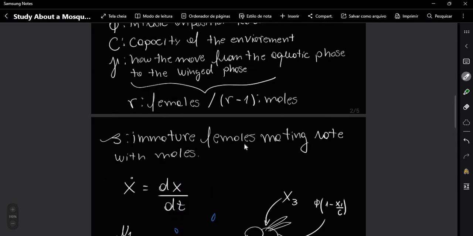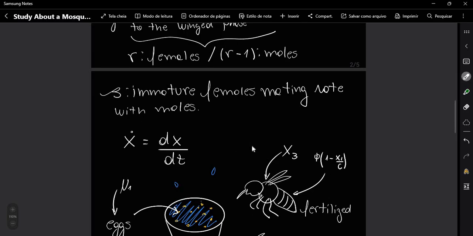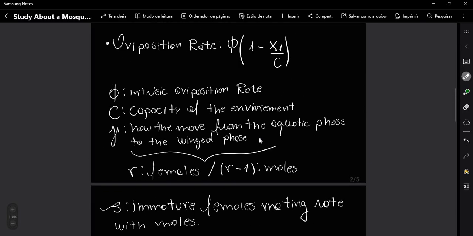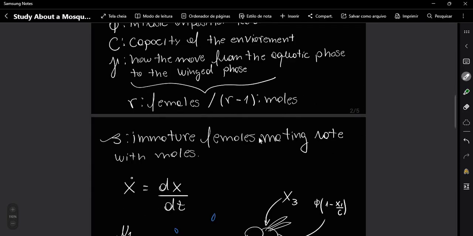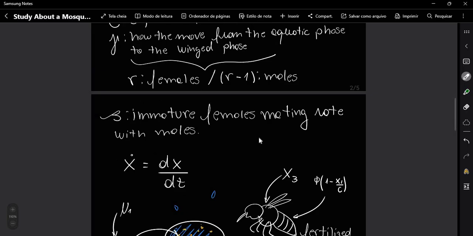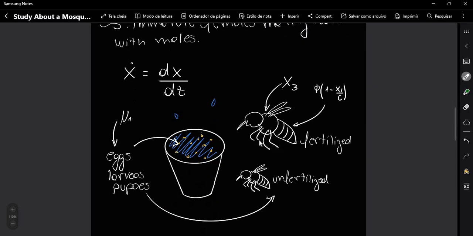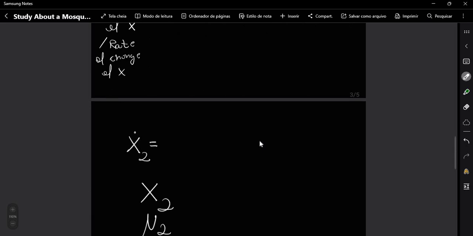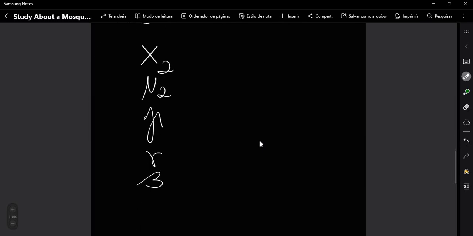And if we are still on beta, the immature females mating rate with males, we still need to consider how much of these individuals in the population will survive after the mating. So we need to relate to mu2.